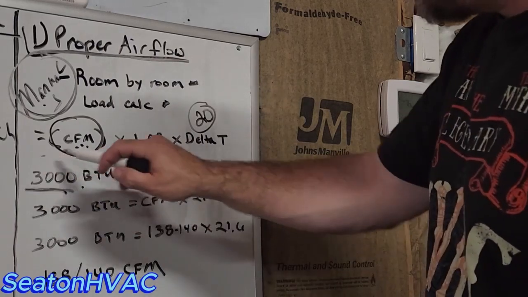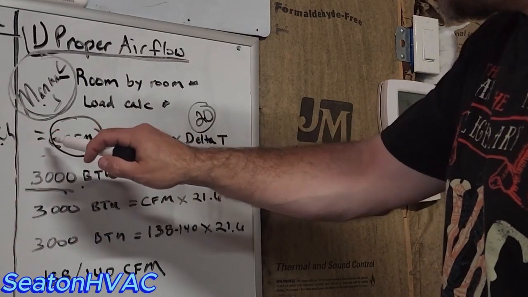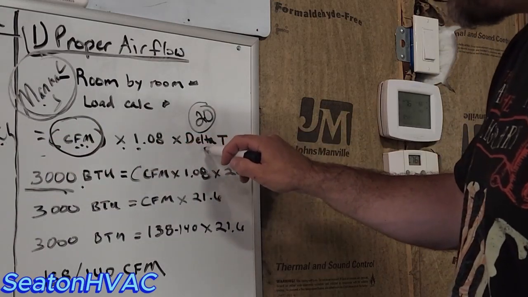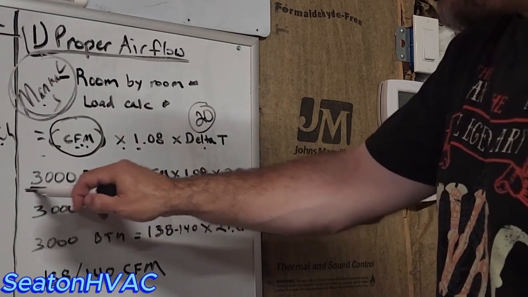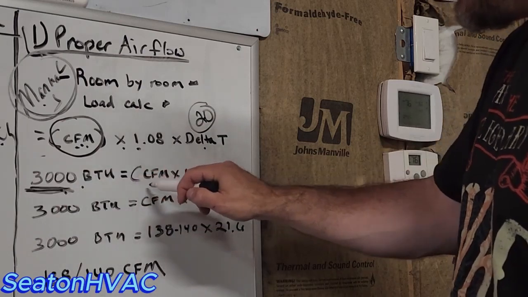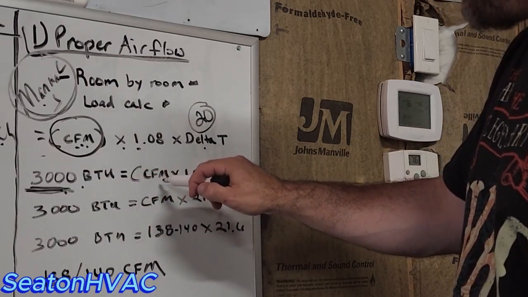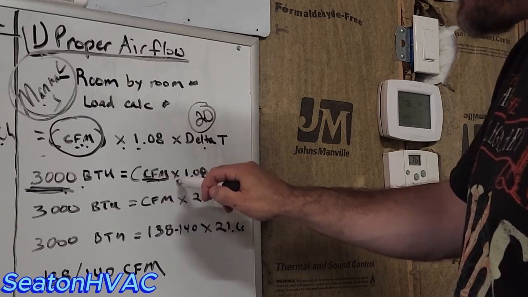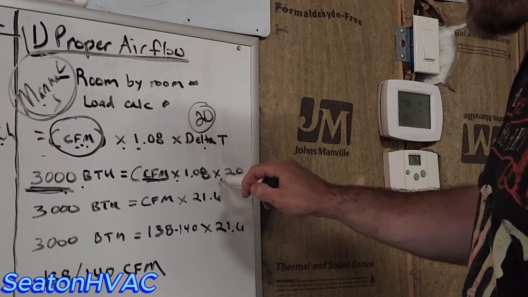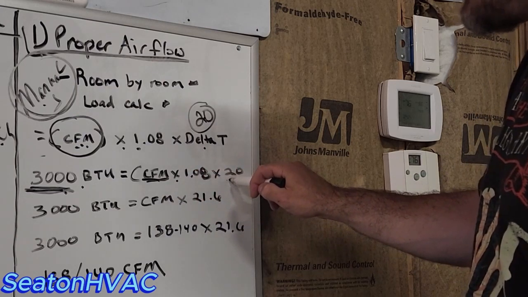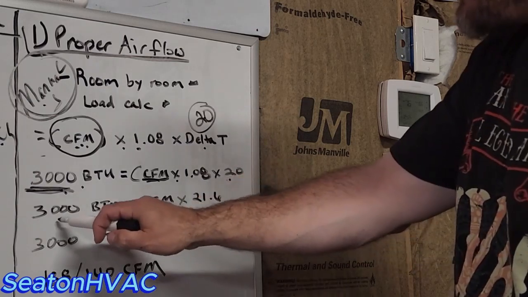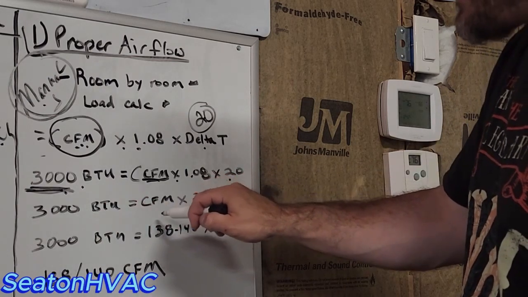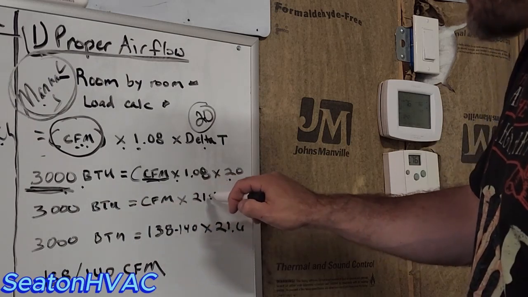So 3,000 BTUs based off this formula. BTU equals CFM times 1.08 times your delta T. So that converts to, okay, we need 3,000 BTUs equals our CFM, which is an unknown quantity at the moment, times 1.08 times 20, which is our delta T, okay? So that converts to 3,000 BTUs equals, let's call it X, we don't know yet, times 21.6.